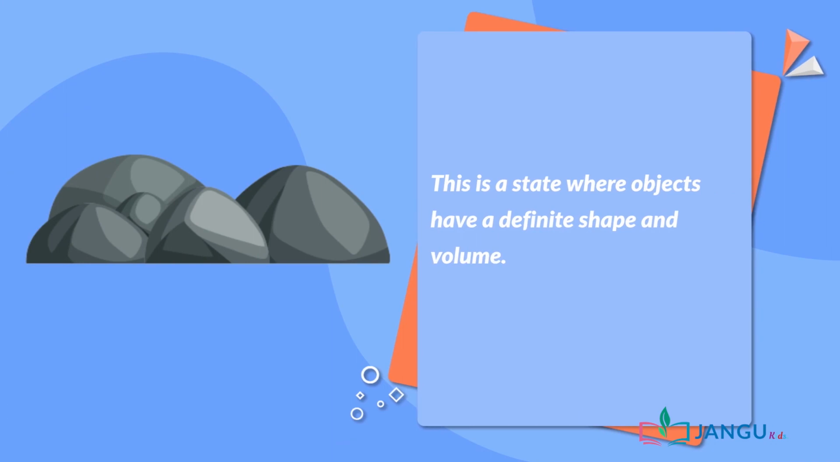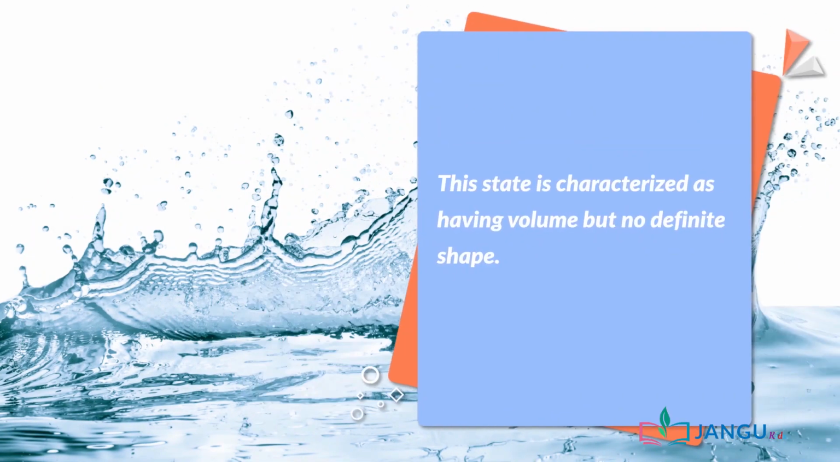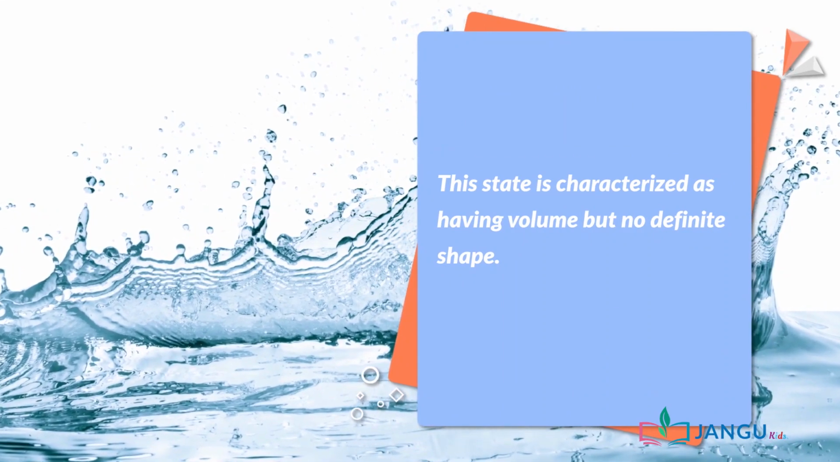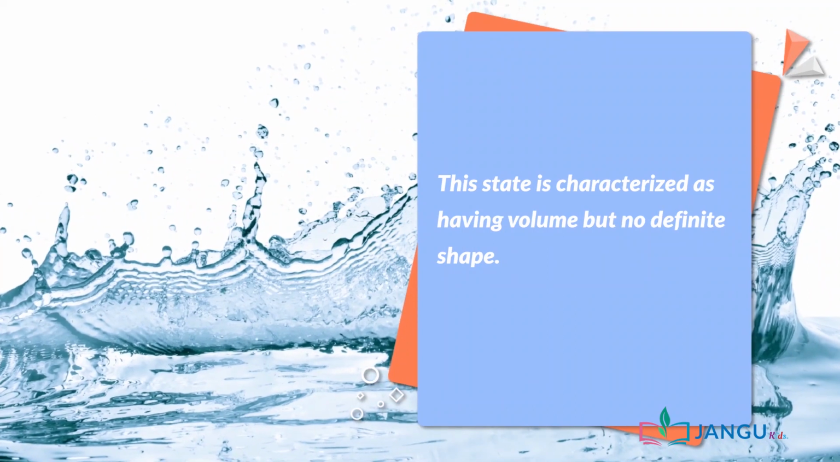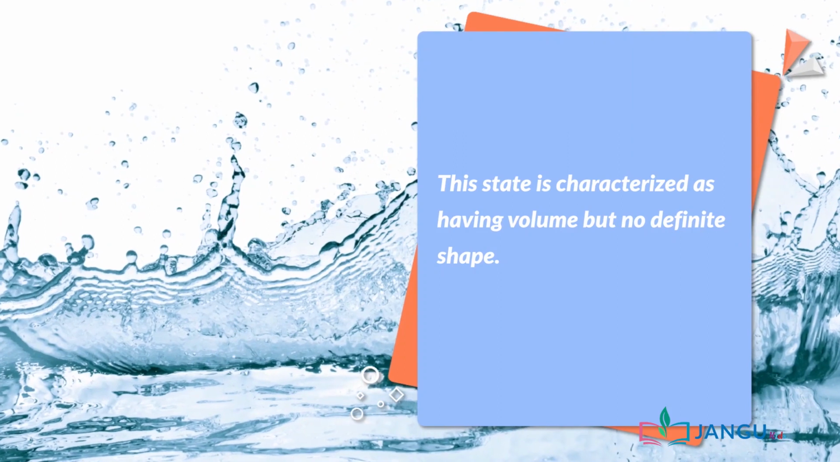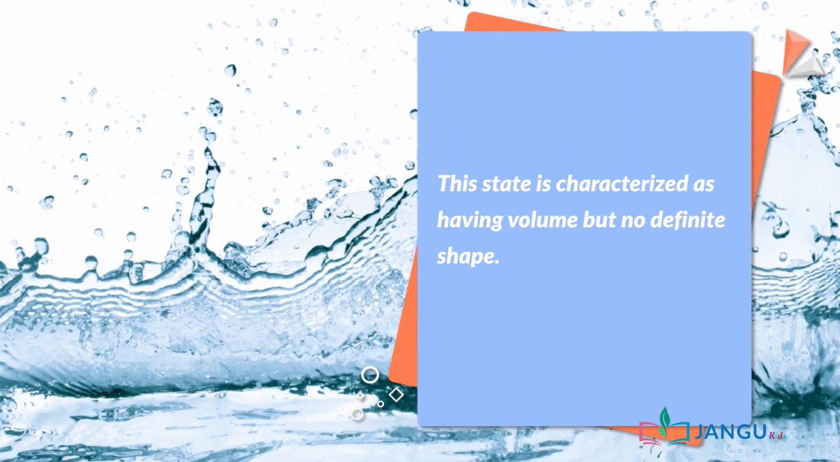Solid matter. This is a state where objects have a definite shape and volume. Things in this state are difficult to compress together. Liquid matter. This state is characterized as having volume but no definite shape. Now, this is because the particle components of this state are not close together as that of the solid state, which gives it its definite shape.